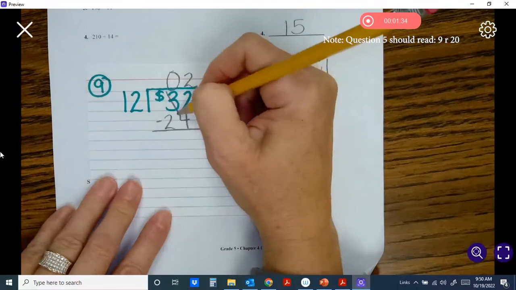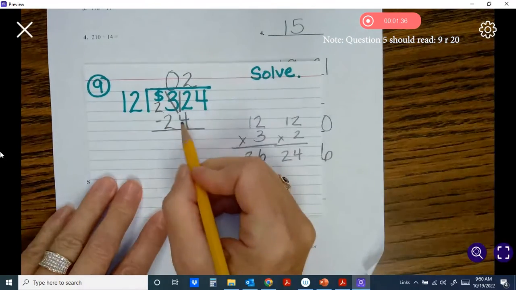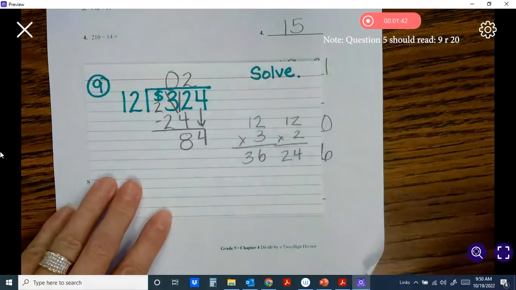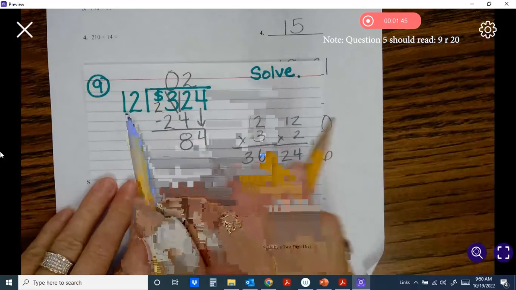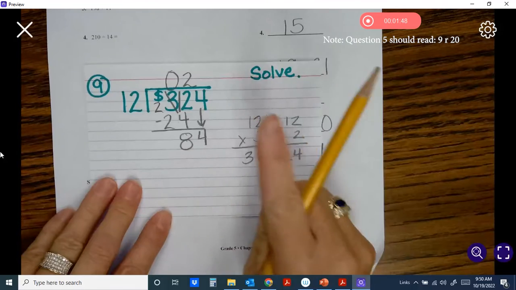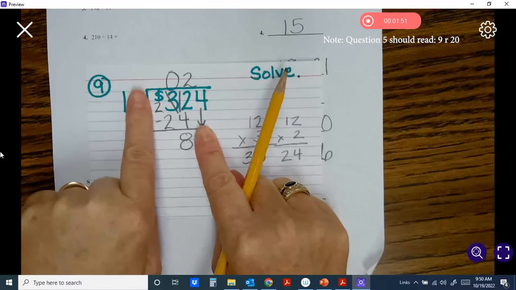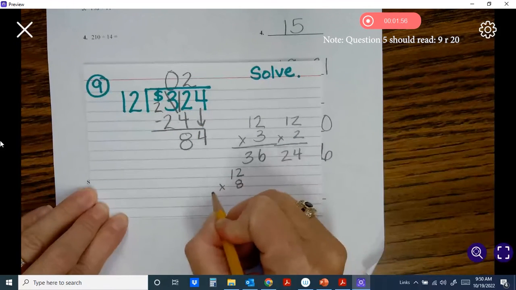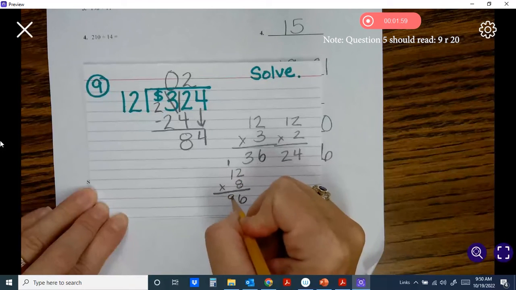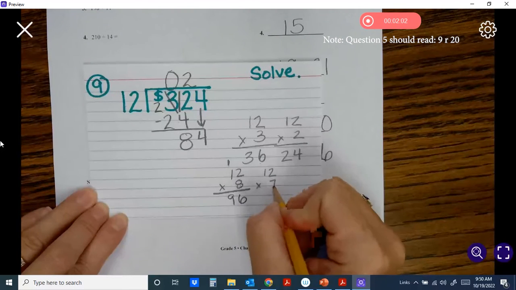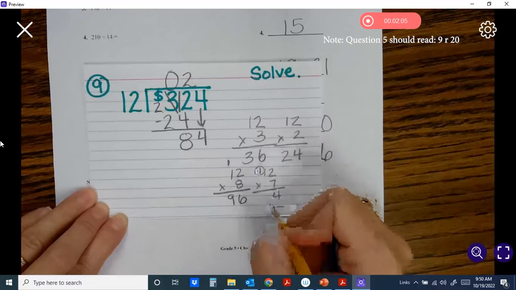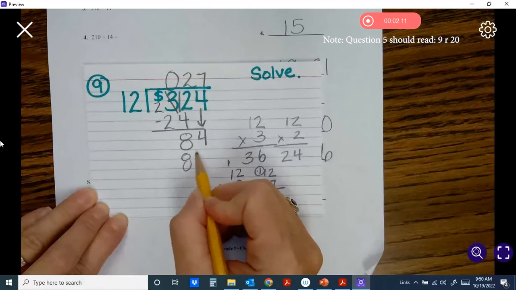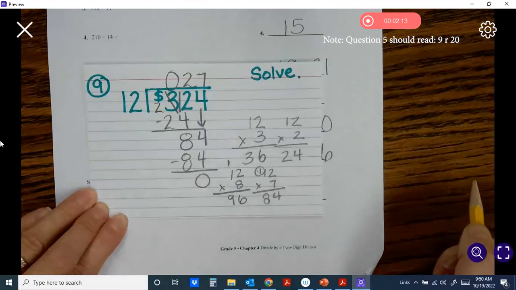We have to borrow to subtract. 8, 9, 10, 11, 12, 8. Bring down the 4. Now, how many times does 12 go into 84? Cover up. 1 goes into 8 8 times. 12 times 8, 16, 8, 9, 96. 12 times 7, 14, 8. 7 times 12, 84, 0. So the answer is 27.